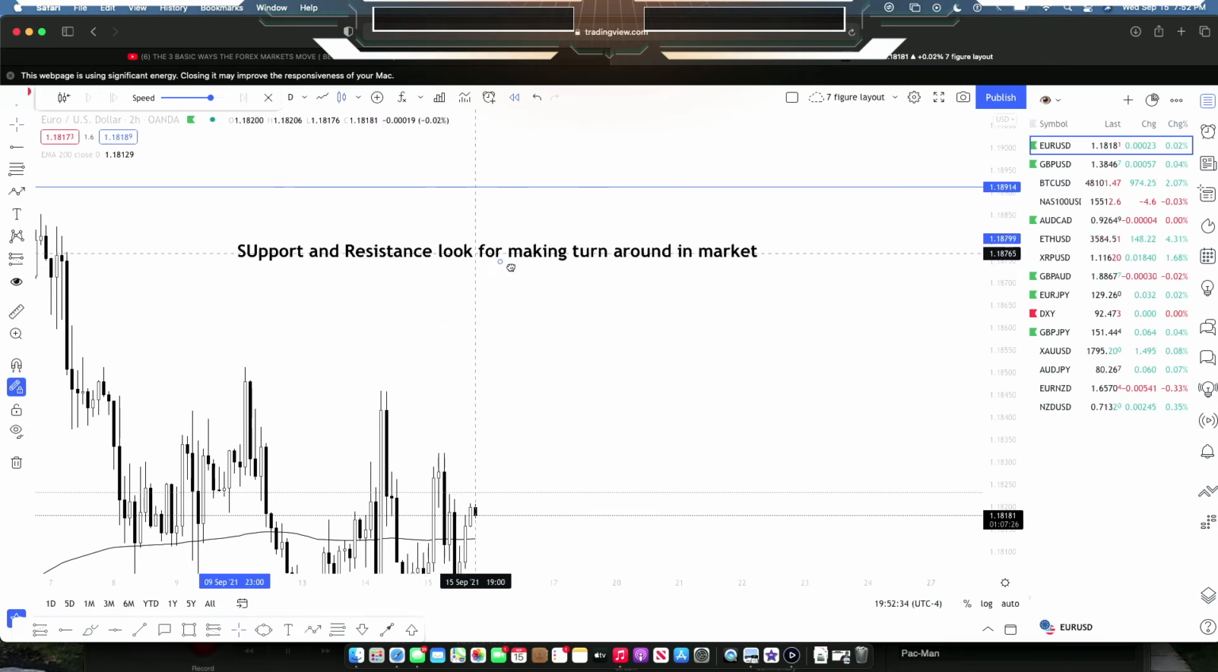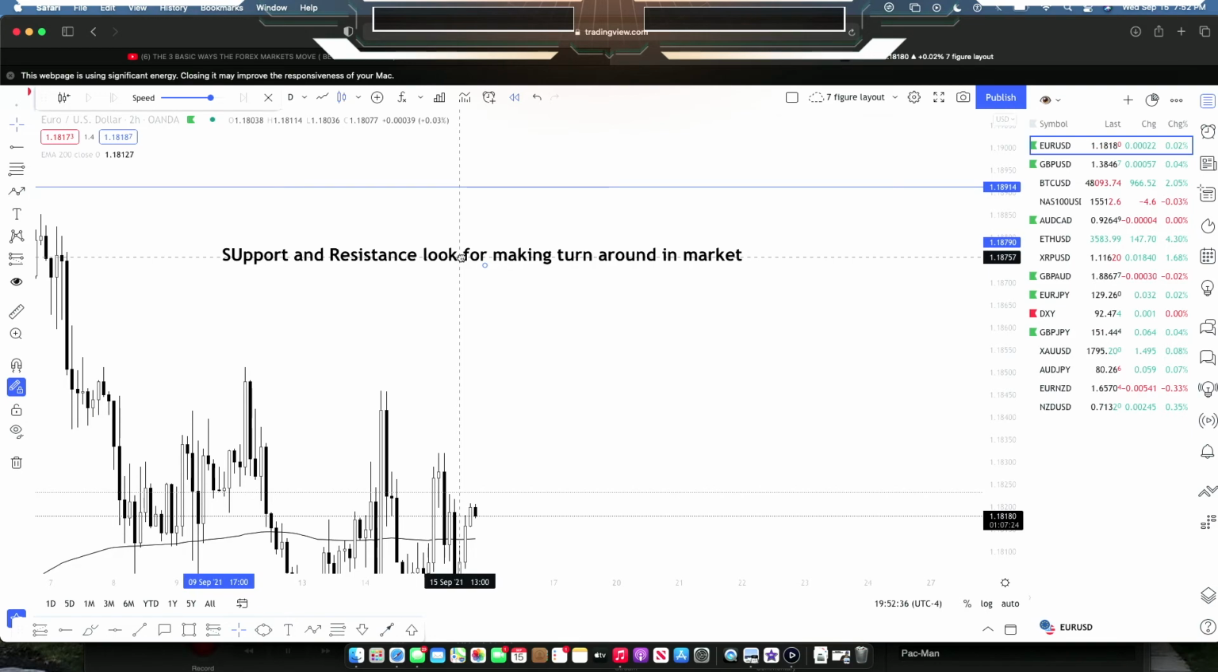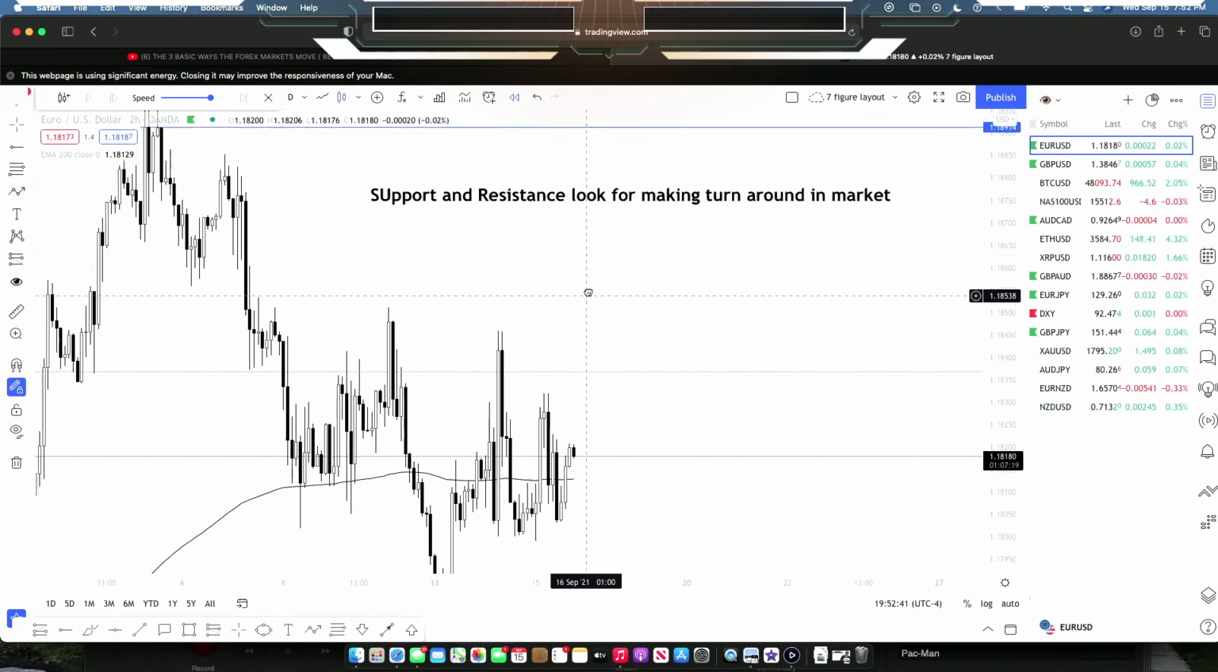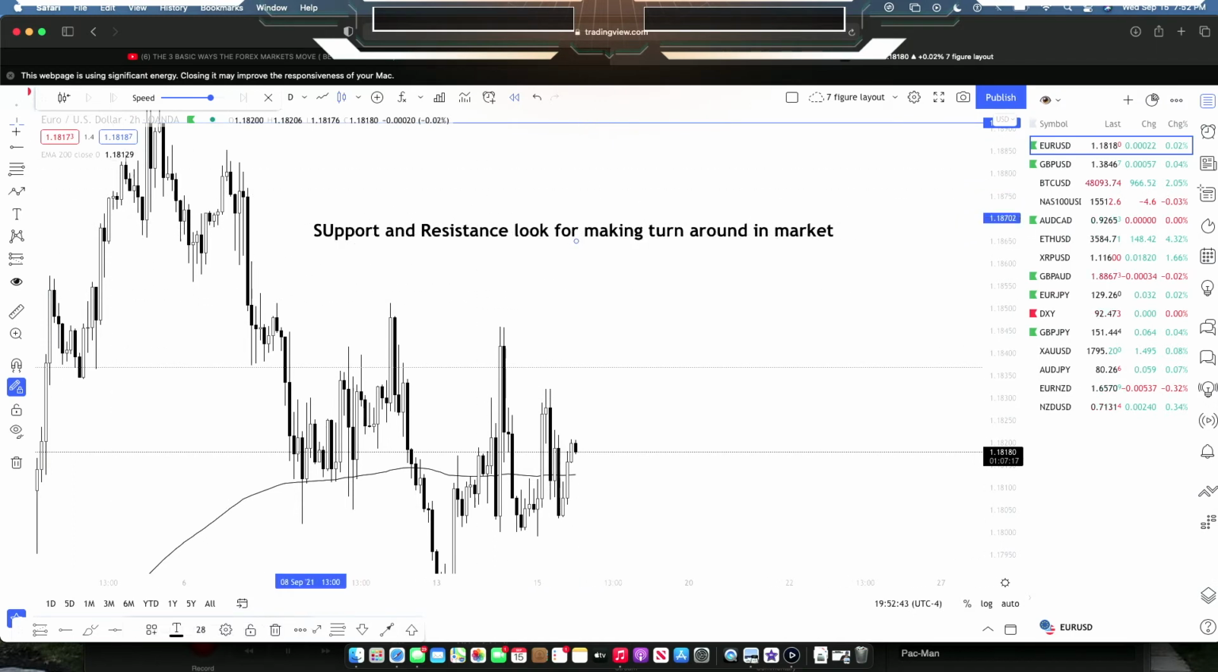Right, so this is just for the basics, guys. When you're new, first starting off, learning about support or resistance, simply look at where the market got turned around majorly. Right, so let's actually go over that real quick.